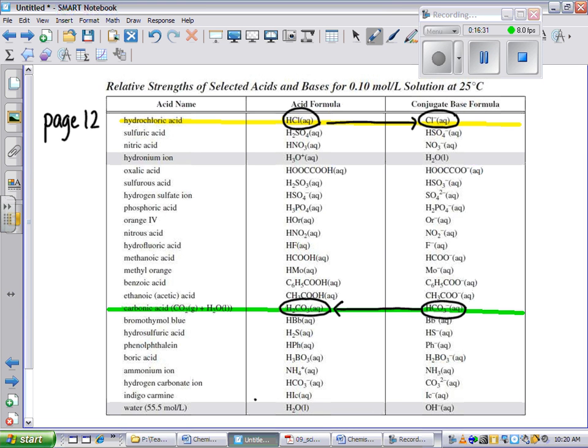So the table is good for you to look up acids, strong bases. As well, it can help you write Bronsted Lowry equations.